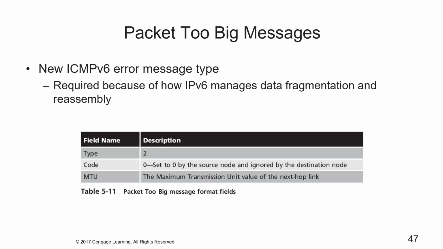So the packet too big message is a new ICMPv6 error message type. It's required because of how IPv6 manages data fragmentation and reassembly. In this diagram, we have the packet too big message format fields: the type, the code, as well as the MTU.